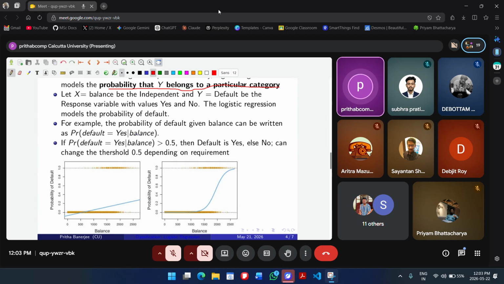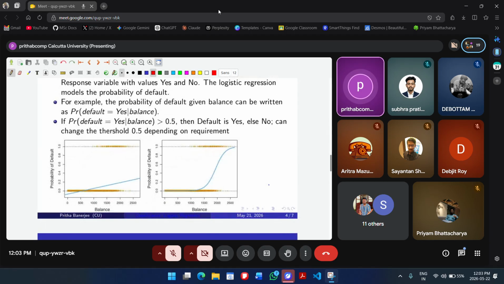Given the balance, it is a conditional probability: given the balance, what is the probability that default equals yes? If this is greater than 0.5, then default is yes, otherwise no. We can change the threshold depending on the requirement, as we were looking at in the ROC curve.